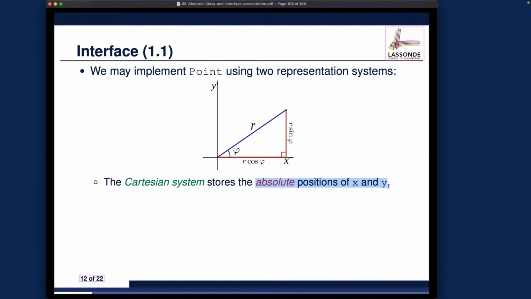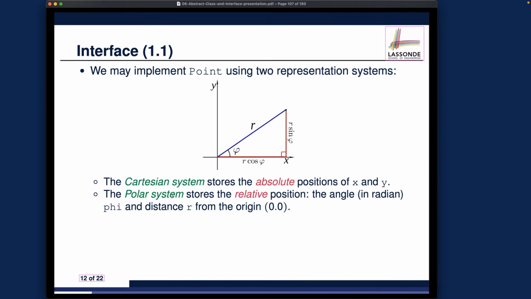The other one, maybe you did it in your linear algebra class, or maybe in your calculus class. I'm not too sure. Either way, there's another one called the polar system, in which you store the relative position rather than the absolute. What do you store? You store an angle in units of radians. It's not really a math lecture, but I'll give you some basics you can use as background. We have an angle, which we call phi, and also the distance from the point to the origin. The origin will just be 0, 0.